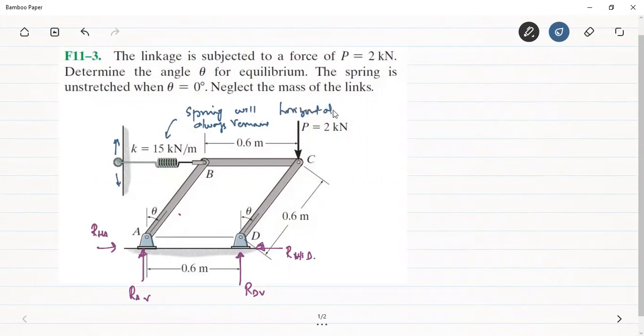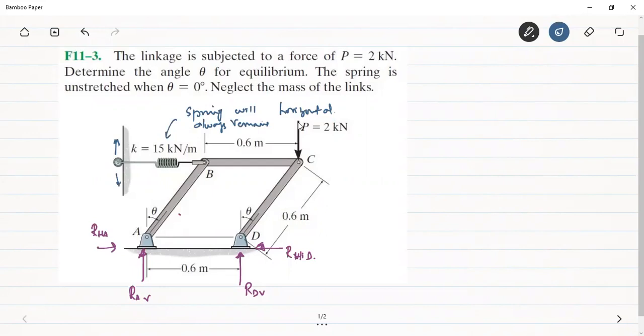The spring will always remain horizontal. And the highest position of the link BC will be when theta is equal to what? When theta is equal to 0, obviously, then BC will be at its highest position. Okay. So I think this mechanism of the links is understood. Now we can find the virtual work.